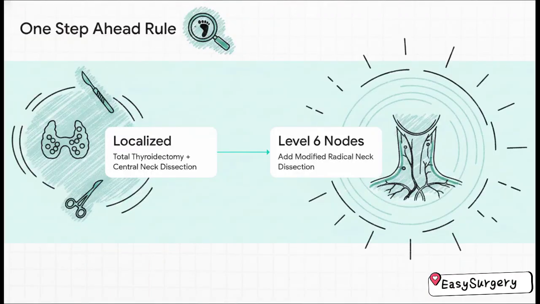MTC is uniquely aggressive, so surgeons employ what's called the one-step-ahead rule. With papillary cancer, a localized tumor just gets a total thyroidectomy. But with medullary, if it's localized, we stay one step ahead by doing a total thyroidectomy plus a prophylactic central neck dissection right off the bat. If those central level 6 nodes are already involved, we escalate again, adding a modified radical neck dissection. You just have to be incredibly aggressive right from the start.